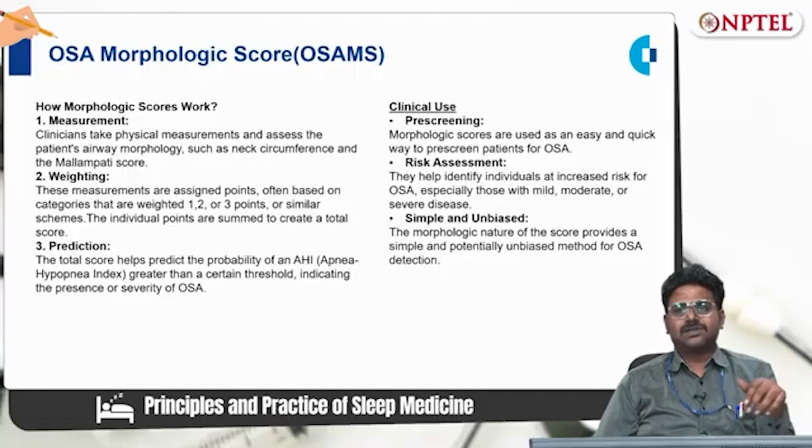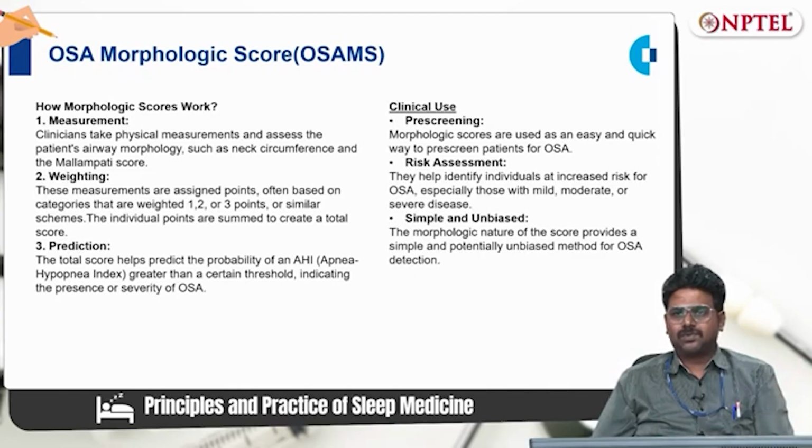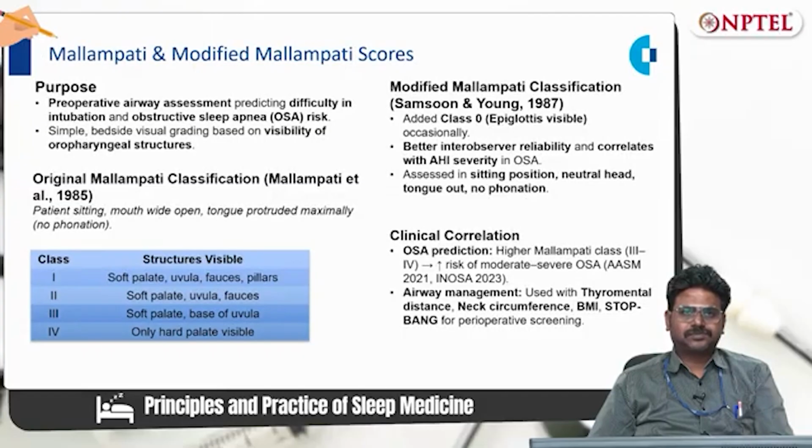Then clinical use. It is used for pre-screening. Morphological scores are used as an early and quick way to pre-screen patients for OSA. Then risk assessment. They help identify individuals at increased risk for OSA, especially those with mild, moderate or severe disease. Then simple and unbiased: the morphological nature of the score offers a simple, potentially unbiased method for OSA prediction.